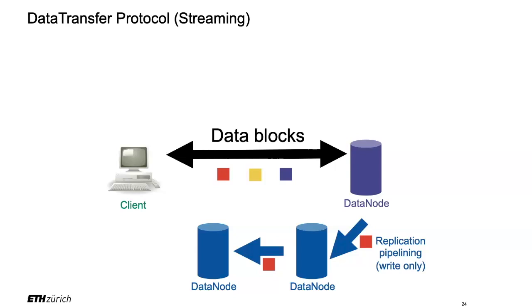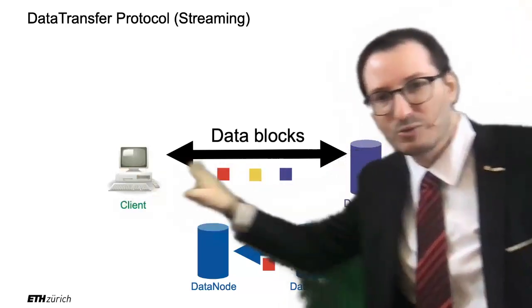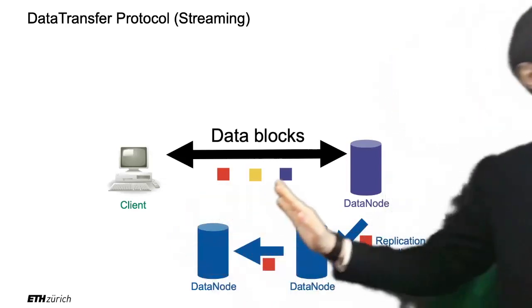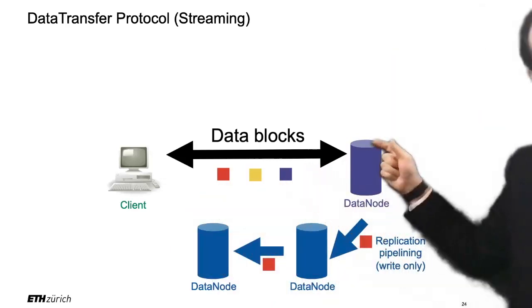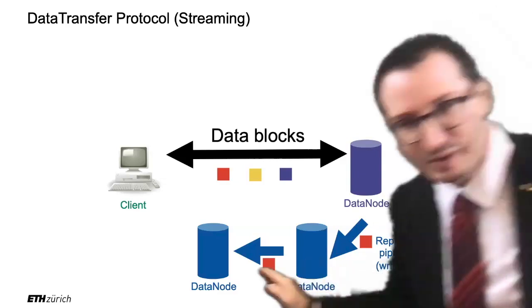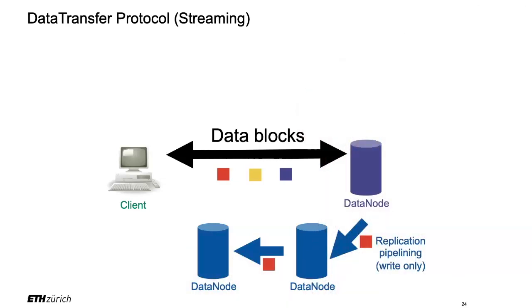But that would be inefficient. So instead of the client connecting to the 3 machines independently, the client is only going to connect to 1 machine, the first one. And then the machines are going to just organize a pipeline among themselves. So the first machine will forward a copy of the block to a second one, which will itself forward it to the third one. Right?